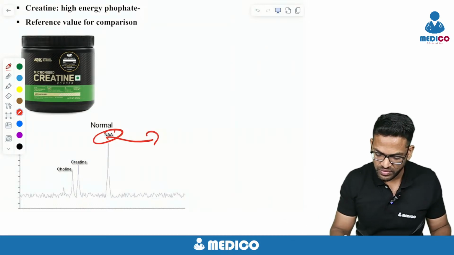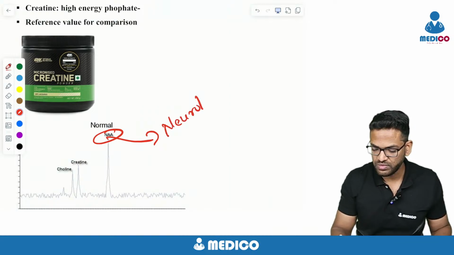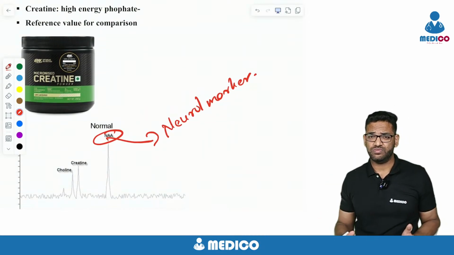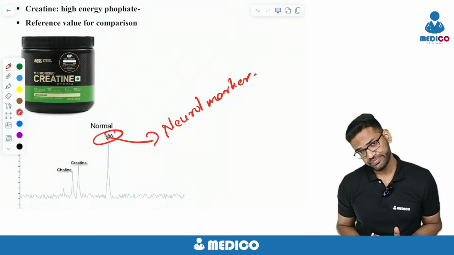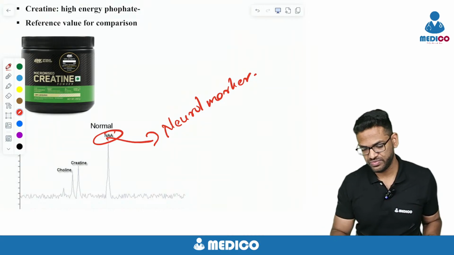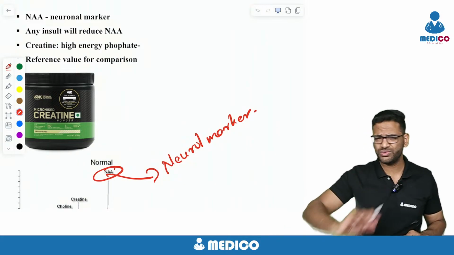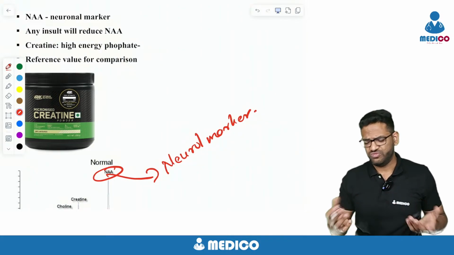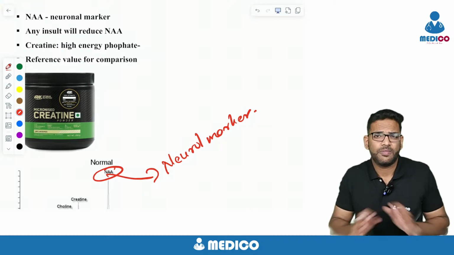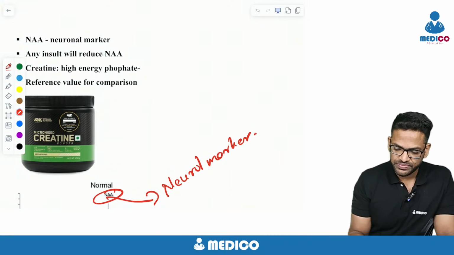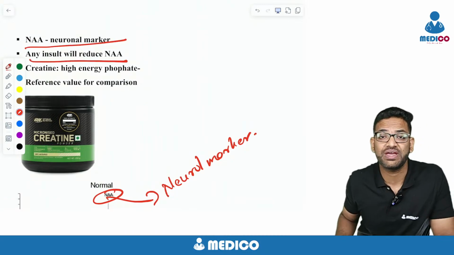N for neuronal marker. It's a normal neuronal marker. If there's anything which affects the brain, it will go down. That's it about NAA. Any insult, be it infarct, tumor, infection, there's no normal neural tissue there, NAA is going to go down. So NAA is a neuronal marker. Any insult will reduce NAA.